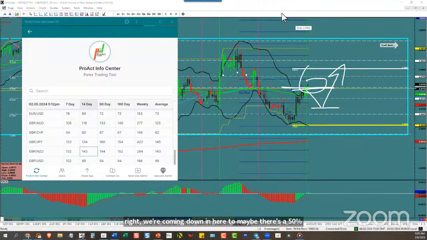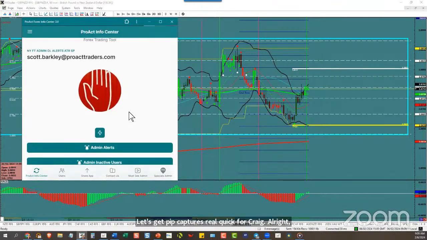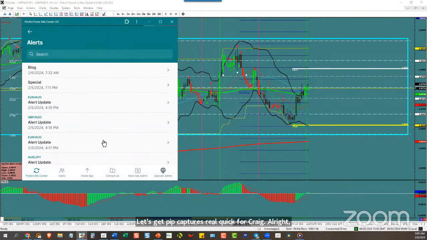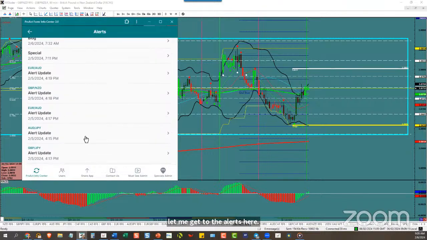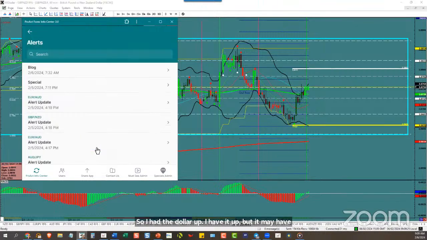All right. Yeah, Craig, we can get those pip captures. Let's get pip captures real quick for Craig. All right, let me get to the alerts here. So first thing I do is I tell you what I think the dollar is going to do. I had the dollar up. I have it up, but it may have topped out. If it reverses, replot the target. So everything's based on the dollar going up.